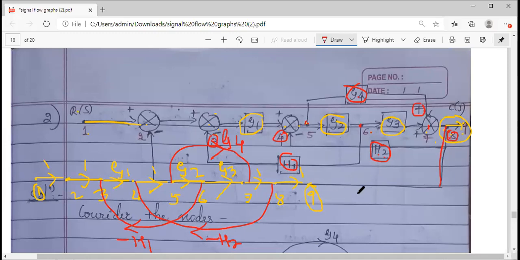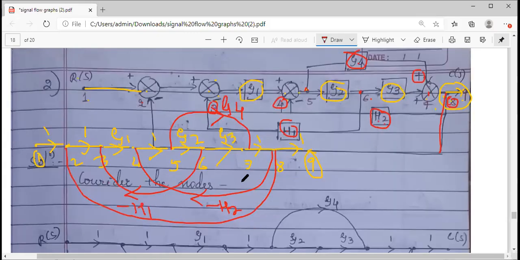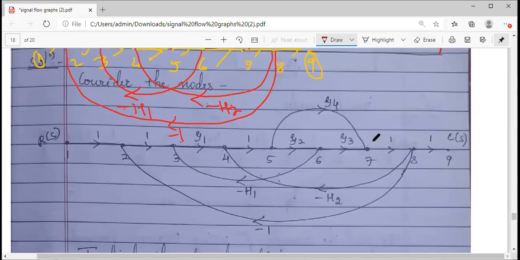There is no H block. Simply assume that the gain there is 1. So between 8 and 2, let me take here. Between 8 and 2, there is a feedback and it is a negative feedback. Take it as minus 1. So G4 involves one forward path. The remaining 3, minus H2, minus H1 and minus 1, are the negative feedbacks. So I have drawn the signal flow graph for the given block diagram. It looks like this.